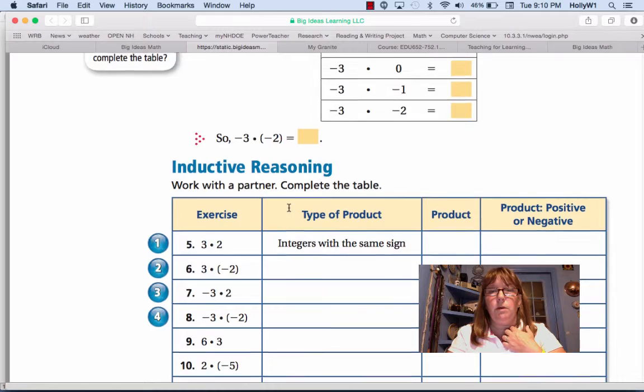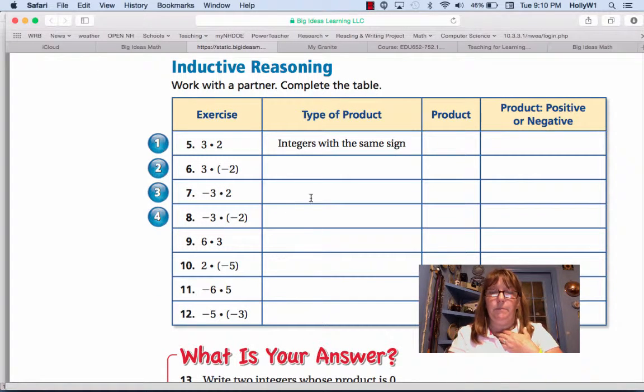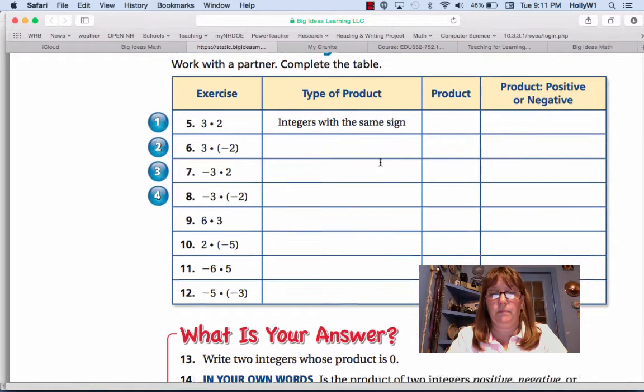So working with a partner, you're going to complete this table. You're going to go through this and look to see how these end up. So 3 times 2, integers with the same sign, the product of this would be 6. And is it positive or negative? It's positive. And if you keep going through this table, you'll discover that when you multiply two positives, you end up with a positive. When you multiply a positive and a negative, you end up with a negative number. And if you multiply two negatives, you end up with a positive number.